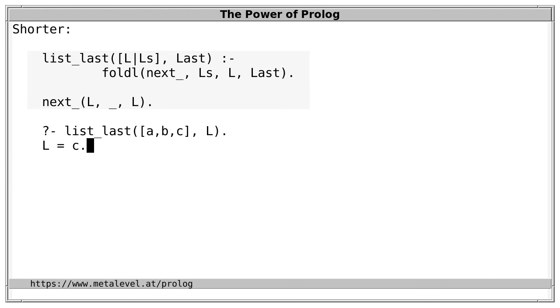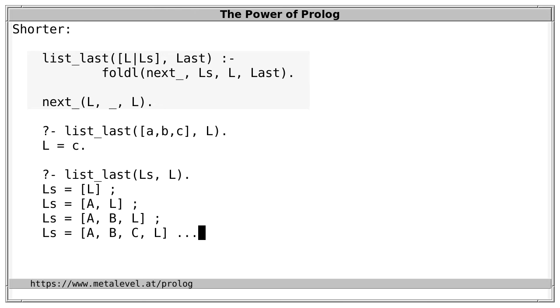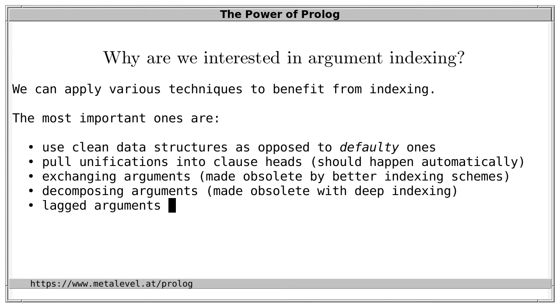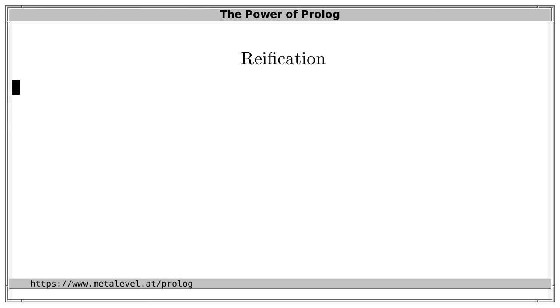For instance, when we post this query, we get deterministic success. And at the same time, we can also post the most general query and get answers for increasingly longer lists on backtracking. So this definition is general and efficient in the sense that we can use it in multiple directions, and it's deterministic when possible. So lagged arguments can help us to make argument indexing applicable. And when lists are involved, then the code can sometimes be shortened with the meta predicate foldl, as in our example. And finally, we have reification.